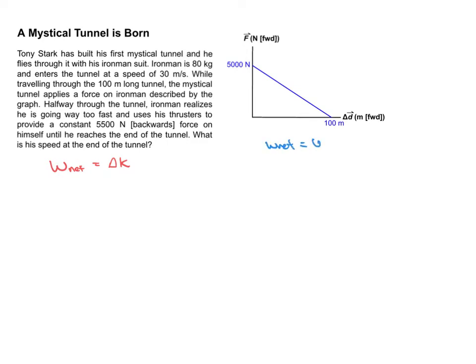That's going to be work 1 plus work 2. There's only two forces doing work on Tony Stark. One is described in this graph here, and to get the work from a force versus displacement graph, we calculate the area between the function and the displacement axis. So work 1 will be the area of the graph.